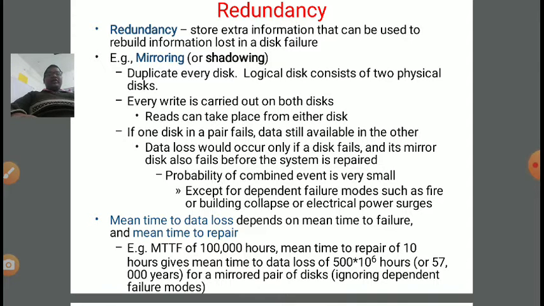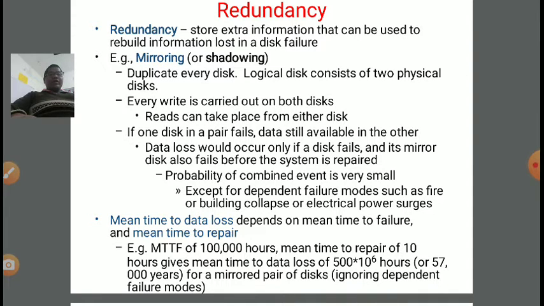Okay. Now reads can take place from either disk. Okay, a write will be done on both the disks, but a read can take place from any of the disks. If one disk in a pair fails, then data is still available in the other. So in this manner we can ensure reliability, right, with the help of redundancy. Now data loss would occur only if a disk fails and its mirror disk also fails before the system is repaired. Okay, then only data loss will happen.